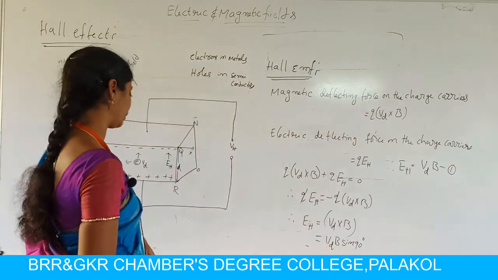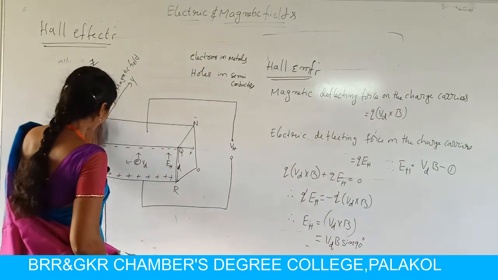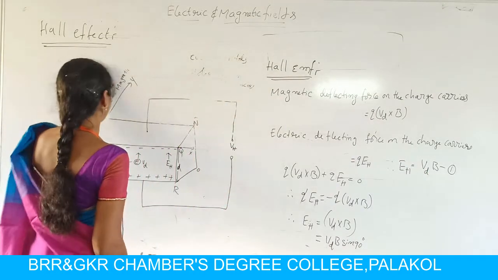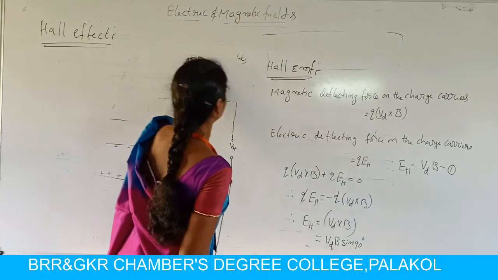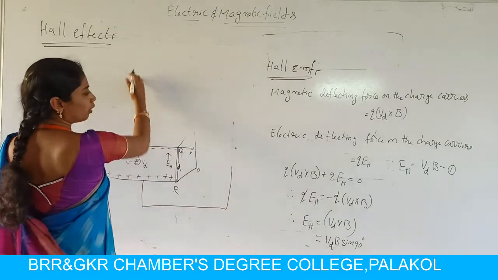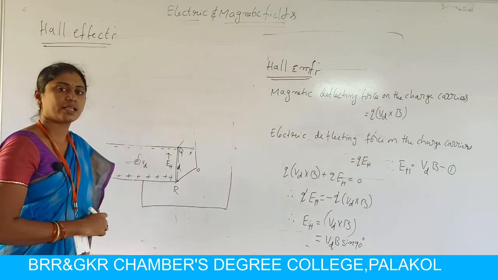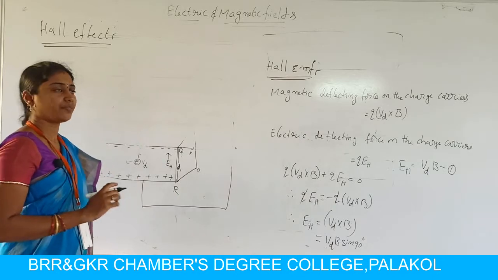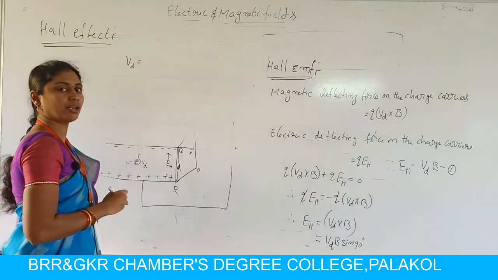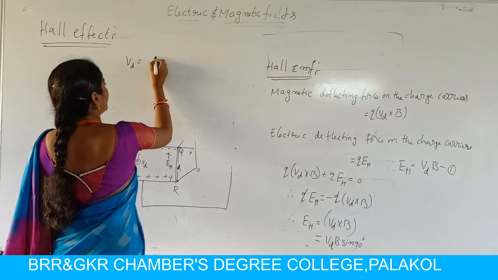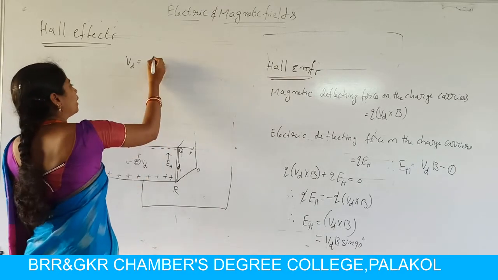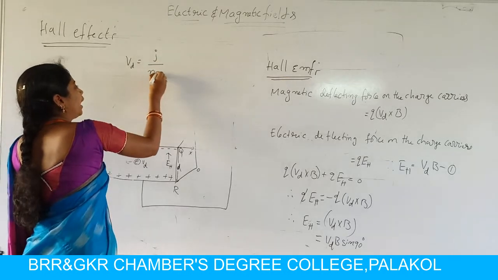I hope you are following the diagram. Here we have the value of the Hall electric field created, which is E_H. In it, v_d is nothing but the drift velocity. The drift velocity is related with current density, which we learned in our lower classes. Hence we can write v_d equal to J by nq.